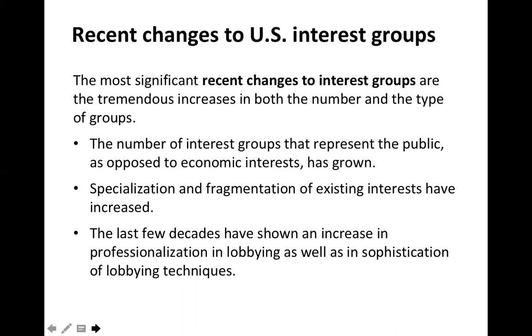So we have had recent changes to US interest groups. The most significant recent changes are the tremendous increases in both the number and type of groups. The number of groups that represent the public, as opposed to economic interests, has grown. Specialization and fragmentation of existing interests have increased, and the last few decades have shown an increase in professionalization and lobbying, as well as sophistication in lobbying techniques. We have more formal lobbyists now.